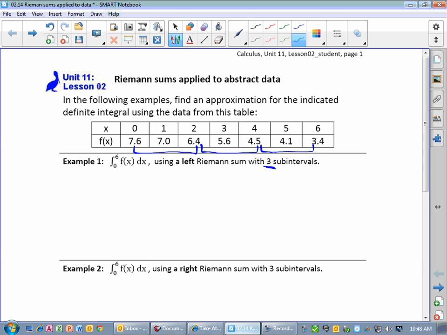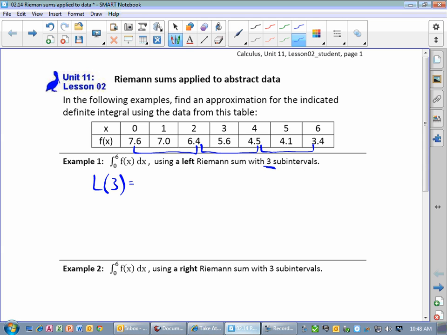Now for our left Riemann sum, remember we picked the left f of x. So we're going to start at, well, our first will be 0, right? And then our next would be 2, and then 4. Remember it's a left, so we're going to leave off our last endpoint. We're only going to have 3 rectangles here. So using just simple notation, I'm just going to call it L of 3, the left Riemann sum with 3 subintervals.